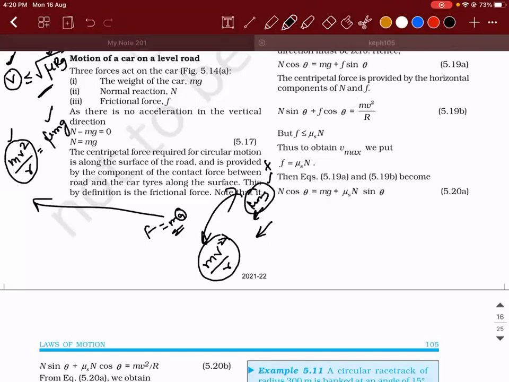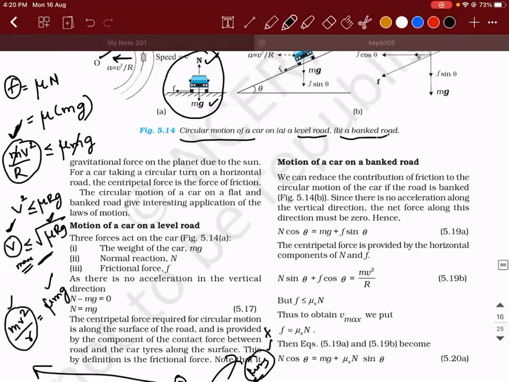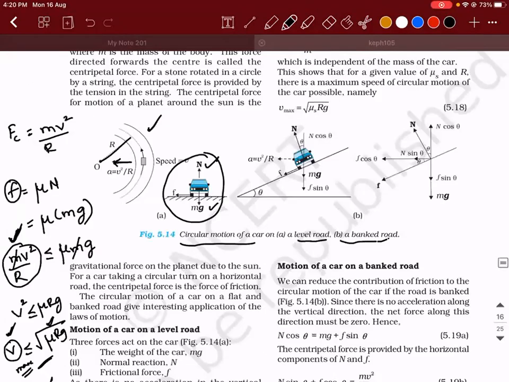So this is the maximum velocity with which a car can take a turn on a level road so that it does not skid. They have given it here: V max is equal to root of mu s into r into g, where mu s is the coefficient of static friction, r is the radius of the circular track, and g is the acceleration due to gravity.